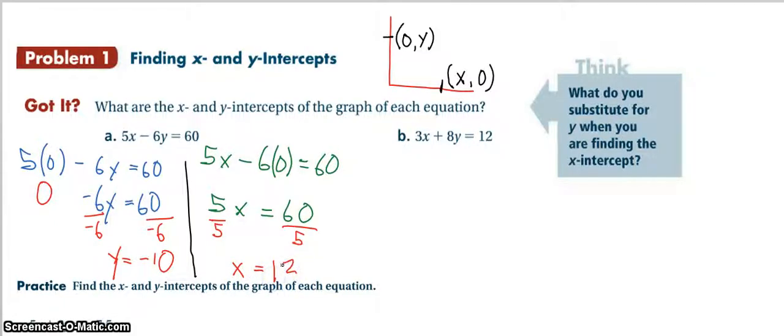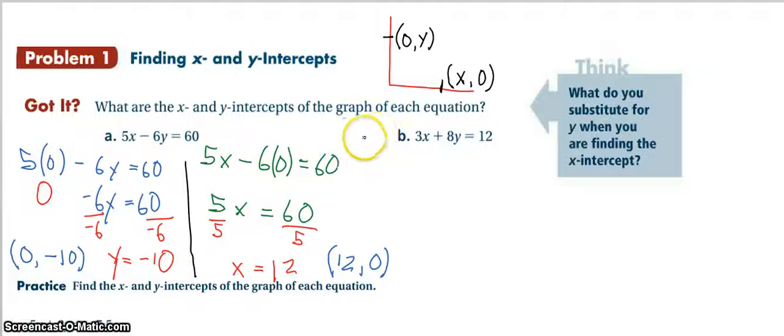So this is not one point. These are two different points. I have now found a point that is the y-intercept, making x 0 and y negative 10. And then I've found another point where my x is 12 and my y is 0. So now I've actually got 2 points for the graph, and I could really quickly put both of those points down, connect them with a ruler or something, draw my line, and there you have your graph.